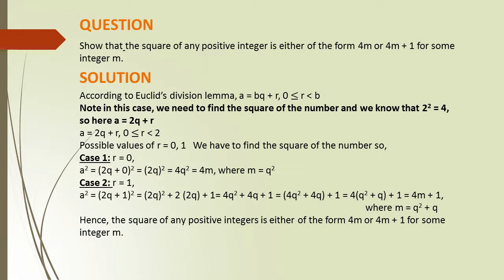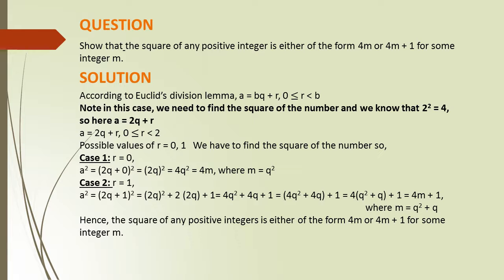Case 1: remainder is 0. So a square is equal to 2q plus 0 whole square, which becomes 2q whole square, equal to 4q square. Now q square we can represent as some integer m, so it becomes 4m. Now case 2, when r is 1, a square becomes 2q plus 1 whole square.